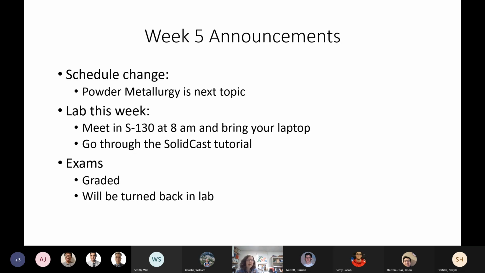I will have a reading assignment for machining that will be due next week. I'll probably go ahead and get that assigned today or tomorrow. Again, in lab this week we're going to be going through that SolidCast tutorial. So it would be very helpful if SolidCast is functioning on your computer. If there's any issues, let's try to work on those today.